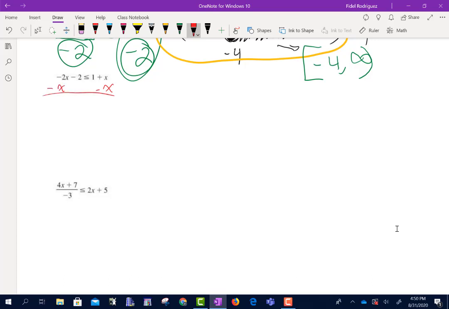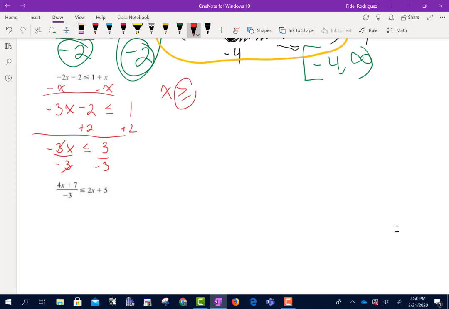Okay, so let's try the next problem. We're going to go about doing it the same way, okay? So remember, I'm trying to get my x by itself. So I'm going to take this x, I'm going to subtract it on both sides. Now I'm going to get a negative 3x, oops, forgot about my minus 2. Minus 2 is less than or equal to 1. Then let's plus 2 on both sides. Negative 3x is less than or equal to 3.